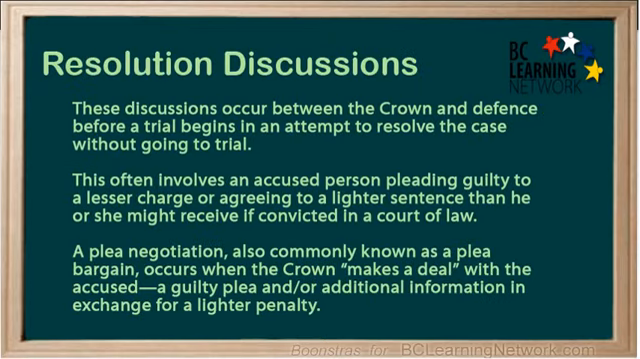Resolution discussions occur between the Crown and the defense before a trial begins in an attempt to resolve the case without going to trial. This often involves an accused person pleading guilty to a lesser charge or agreeing to a lighter sentence than he or she might receive if convicted in a court of law. A plea negotiation, also known as a plea bargain, occurs when the Crown makes a deal with the accused, a guilty plea and/or additional information in exchange for a lighter penalty.